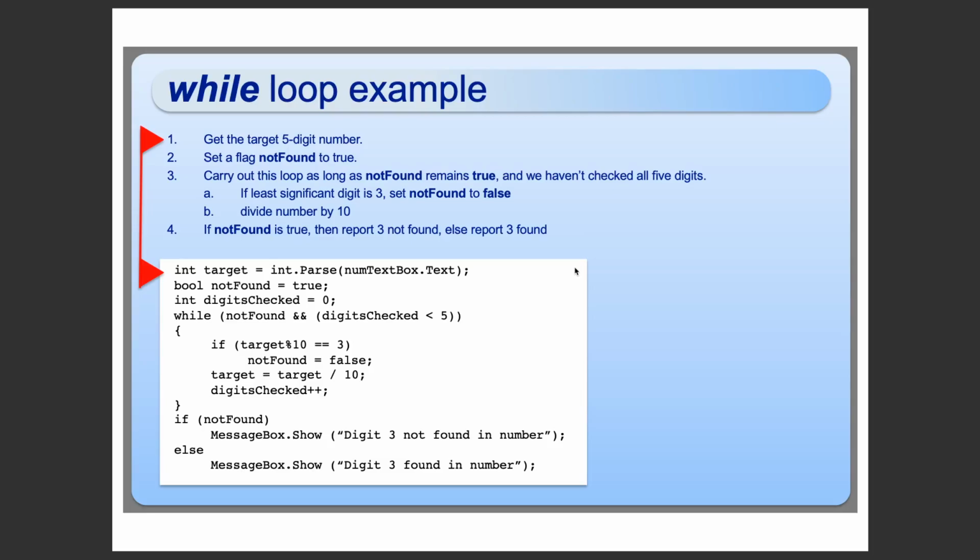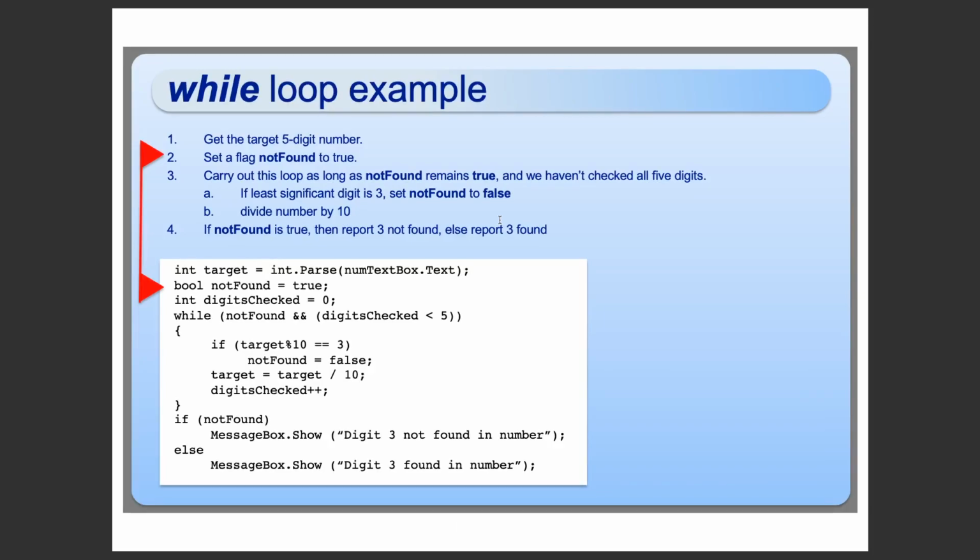And we can see that the first thing we need to do is deal with that input statement. So get the 5-digit number, and the translation to C# is here. And of course, I haven't included the try-catch. So when you try this out, if you do, then put a try-catch around that statement. Okay.